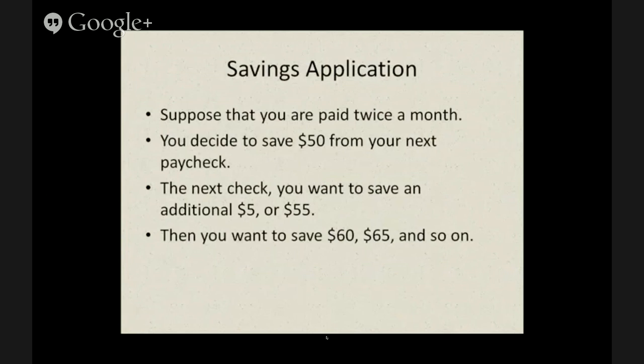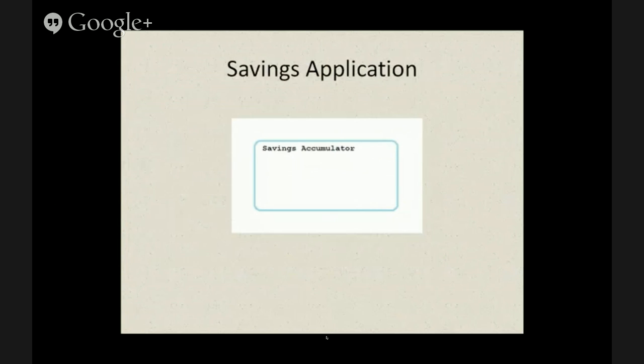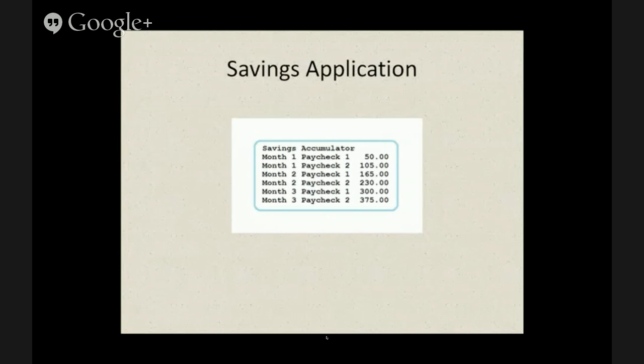Then you want to save $60, $65, and so on, increasing your savings amount by $5 every paycheck. How much will you have after a year? You want your output to look like this. After month 1, paycheck 1, you'll have $50. After month 1, paycheck 2, you'll have $55 more for a total of $105. After month 2, paycheck 1, you'll have $60 more for a total of $165. And after month 2, paycheck 2, you'll have $65 more for a total of $230. Then $70 more, $75 more, and so on.